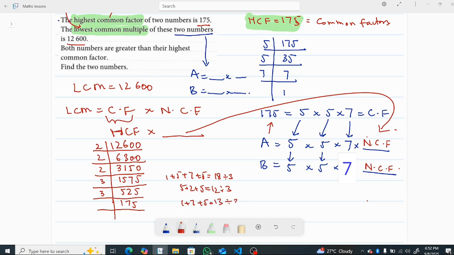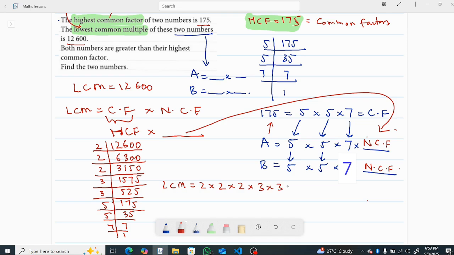13 is not divisible by 3, so we will not be dividing by 3, but at least it could be divisible by 5. So 5 3s are 15, 5 5s are 25, and 5 7s are 35, and 7 1s are 7. So now the LCM is 2 times 2 times 2 times 3 times 3 times 5 times 5 times 7.